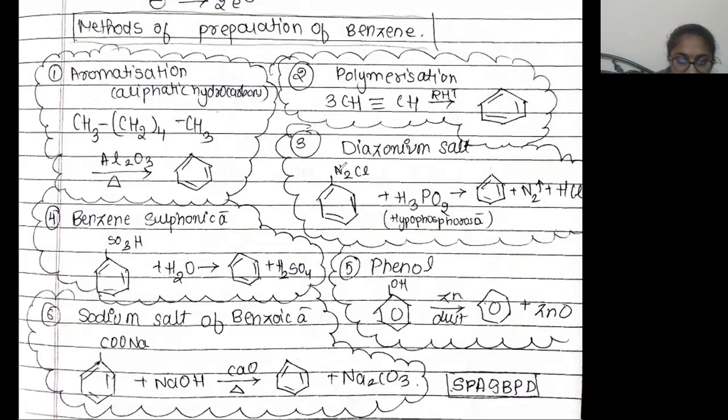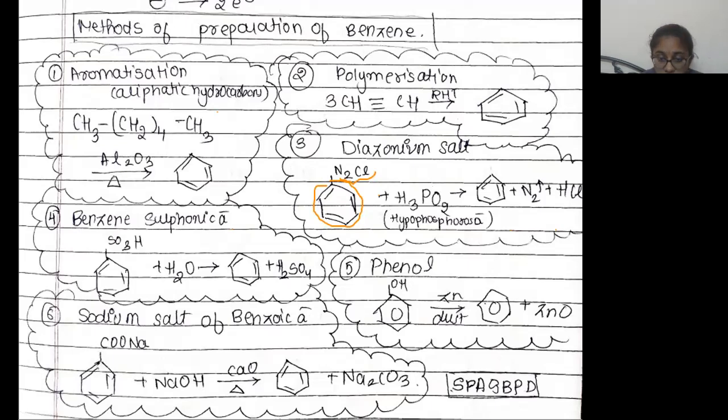Yeah. So this is the N2Cl group and we have R as this benzene group, right? So plus H3PO2, that is hypophosphorus acid, will give me benzene plus N2 evolution plus HCl, right? Then the third one done. Fourth one is benzene sulfonic acid, SO3H. Benzene attached to sulfonic acid, right? Reacting with water, what it will give? Benzene plus H2SO4. Okay, these all are very simple, just you need to remember.